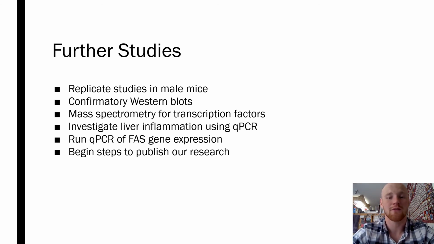Mass spectrometry for the transcription factors and qPCR need to be done on liver inflammation. Speaking of qPCR, we're just starting to run it for the fatty acid synthesis gene expression in order to find more rate-limiting enzymes. To top it all off, we're beginning our final steps into publishing our research, and so that'll be what we're looking at in the next coming months.